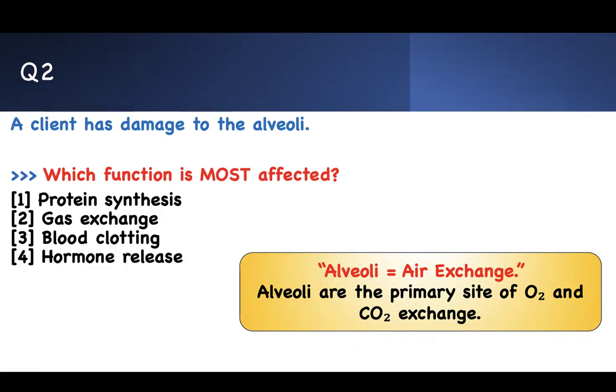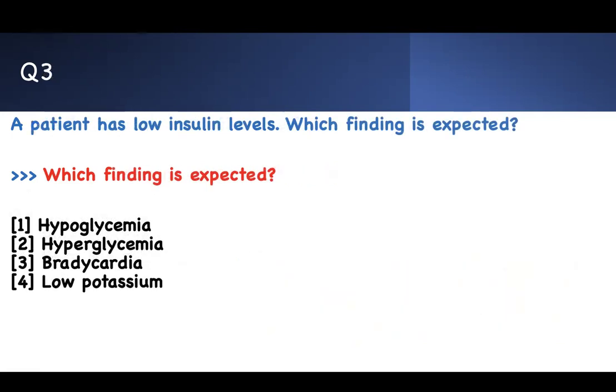Number two, buzzwords. Number three, the patient has a low insulin level. Which finding is expected? That's the buzzword. Hypoglycemia, hyperglycemia, bradycardia, low potassium. Ask yourself, insulin, it has to be related to some micromolecule. That's all. Insulin and micromolecule.